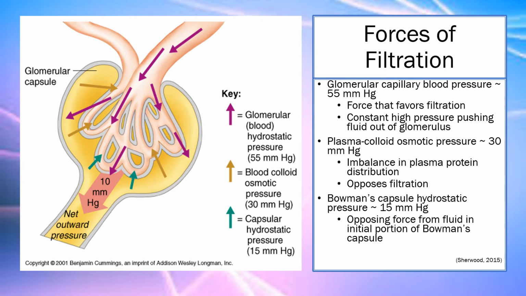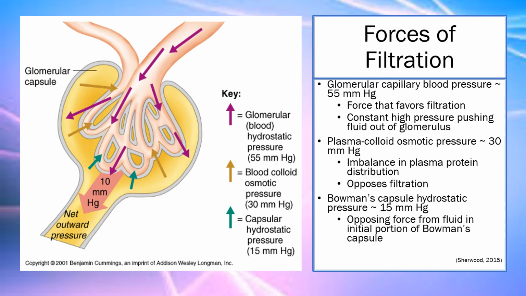Next, we look at the plasma colloid osmotic pressure. This pressure is produced as a result of an imbalance in the distribution of plasma proteins that are moving across the glomerular membrane. This pressure acts in opposition of filtration. The reason for this is the direction of the concentration gradient of water. This gradient moves from the Bowman's capsule, which has a higher concentration of water, to the glomerulus. This causes water to rush into the glomerulus, pushing against the force of the capillary blood pressure.